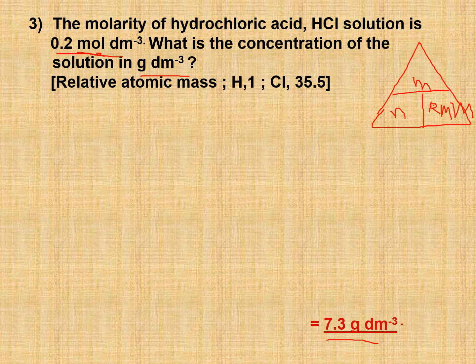Okay, mole here. So we assume this is just like the number of mole. Okay, the question asks you about gram per dm cube. Gram per dm cube, which is the mass. Okay, so what should you do with 0.2? It's just times with the molecular mass. That's why the RAM for hydrogen and chlorine were given in the questions.